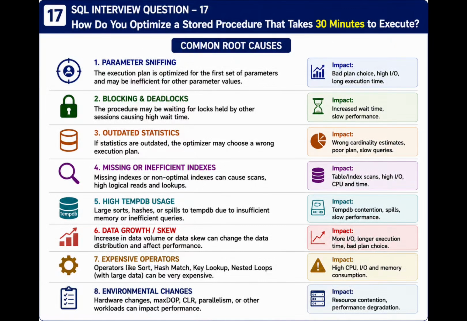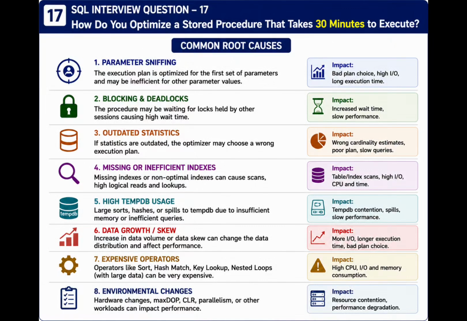Parameter sniffing, we already discussed in previous classes. When a stored procedure executes for the first time, SQL Server creates an execution plan based on the initial parameter values. Later executions may use completely different parameter values, but SQL Server may still reuse the same execution plan. That plan may no longer be efficient, causing the procedure to become slow.